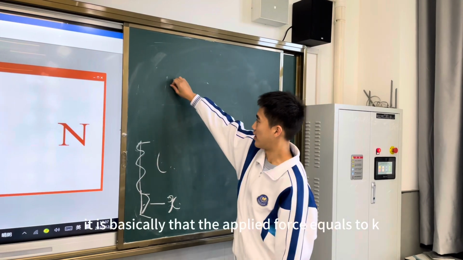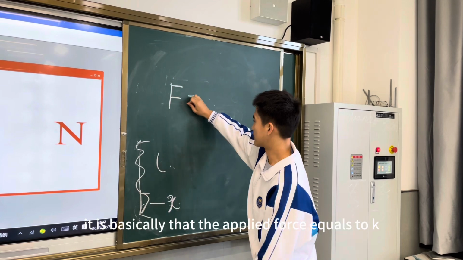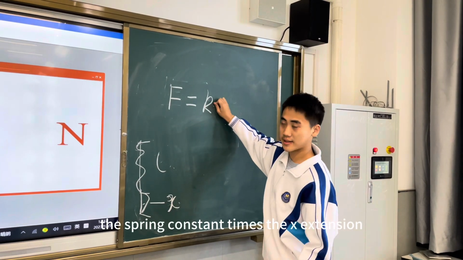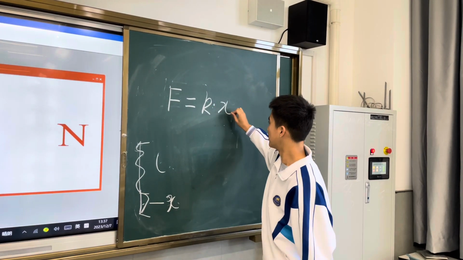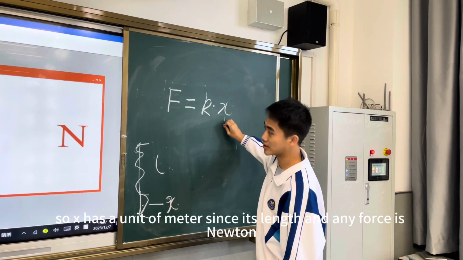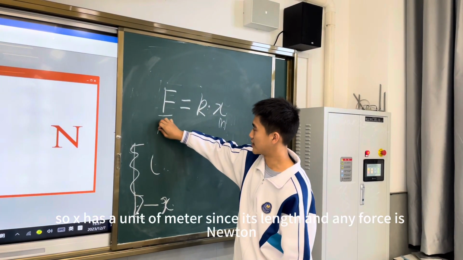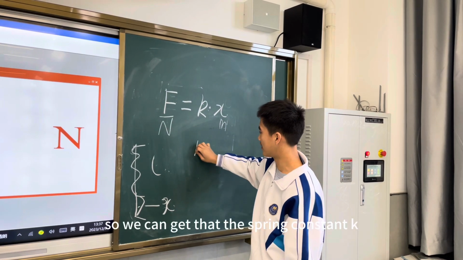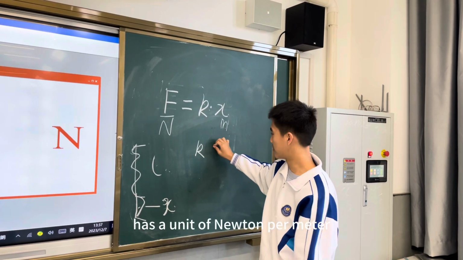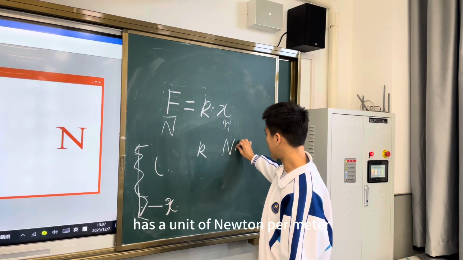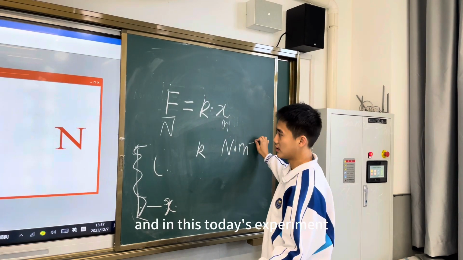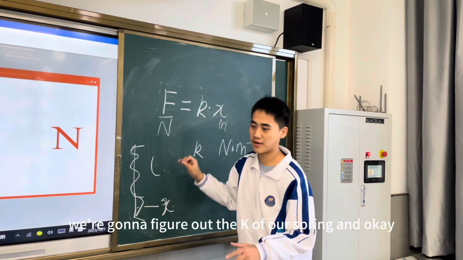It's basically that the applied force equals K, the spring constant, times the extension X. X has a unit of meter since it's a length, and force is in Newton, so we can get that the spring constant K has a unit of Newton per meter. In today's experiment, we're going to figure out the K of our spring.